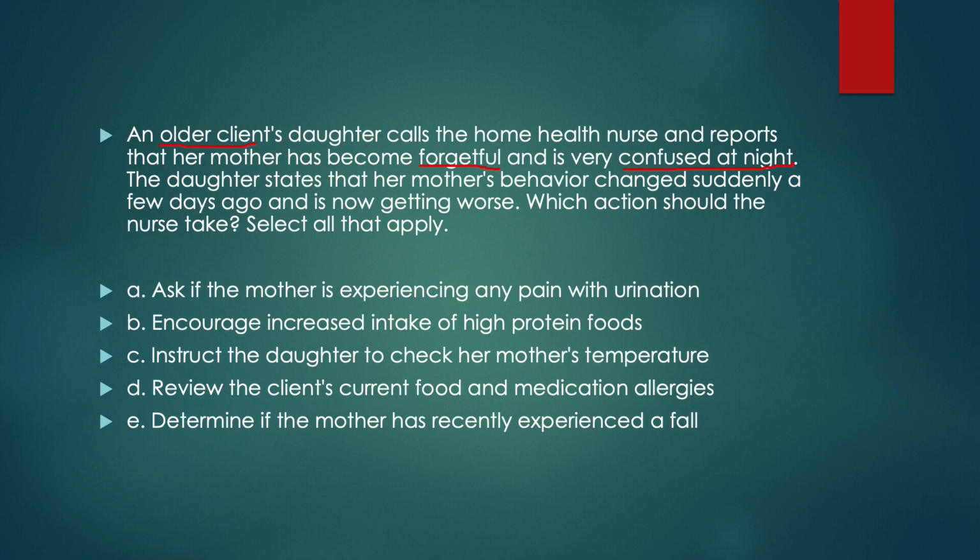The daughter states her mother's behavior changed suddenly. Here we go. Is it a UTI? Is it a concussion? Looks like it's an acute situation. Has become very forgetful. So we don't know if it's acute or chronic, but it sounds like it's more acute than anything. A few days ago. Boom. So acute, and is now getting worse. So we have a sudden change in mentation a few days ago. It's getting worse. I'm pretty sure this is a UTI, and I haven't even looked at the answer bank. All right, what action should the nurse take? Select all that apply. Ask the mother if she's experiencing any pain with urination.